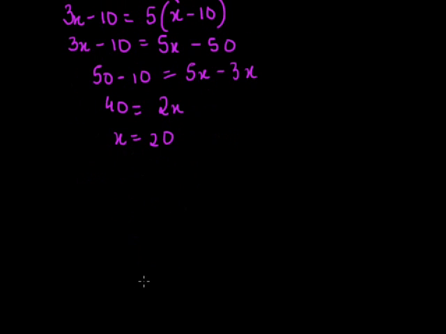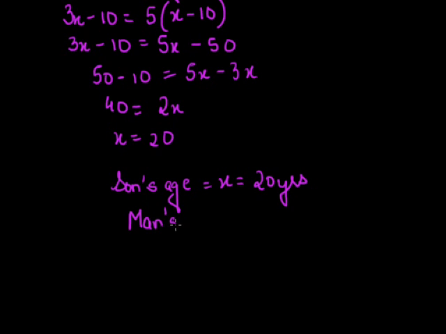If the value of x is 20, then son's age is equal to x, that is 20 years, and Aman's age will be equal to 3x, that is 3 into 20, that is 60 years.